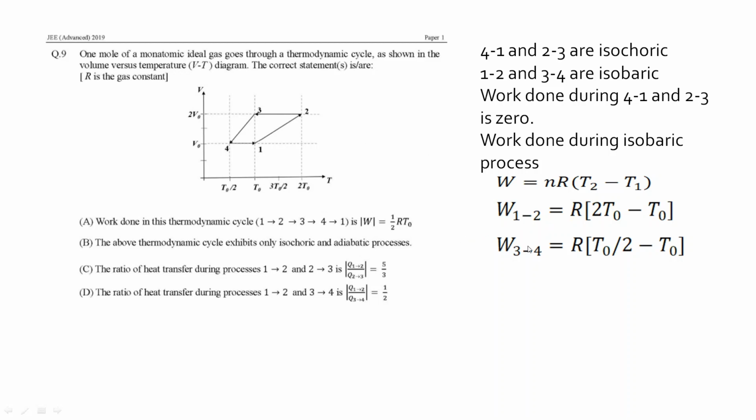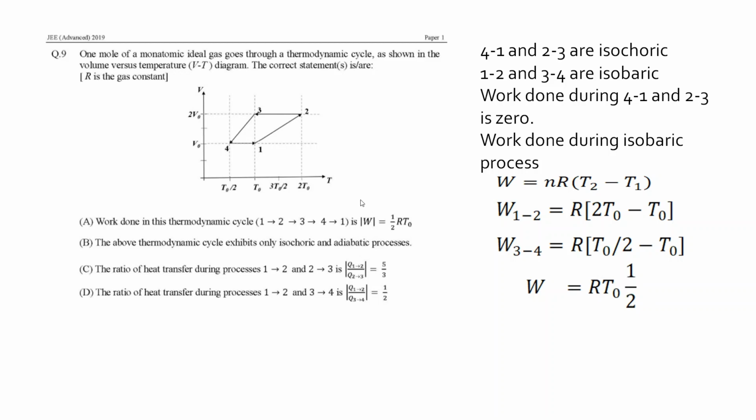And if you add these two work done, that is RT naught minus RT naught by 2, you get RT naught by 2, and that's what statement 1 says. So work done is equal to RT naught into half. So the first statement is correct.